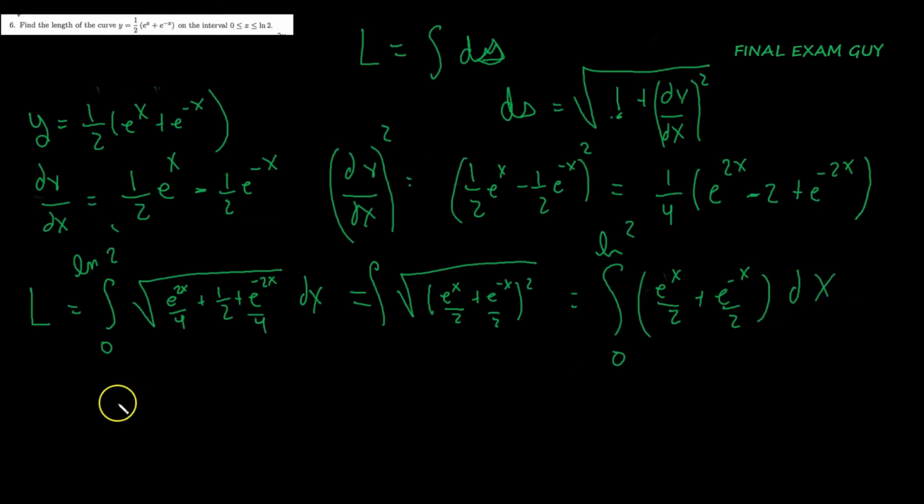So now we go ahead and plug it in. We get e^(x/2) minus e^(-x/2) evaluated from 0 to ln 2. Plugging this in, we get a value of 3/4.